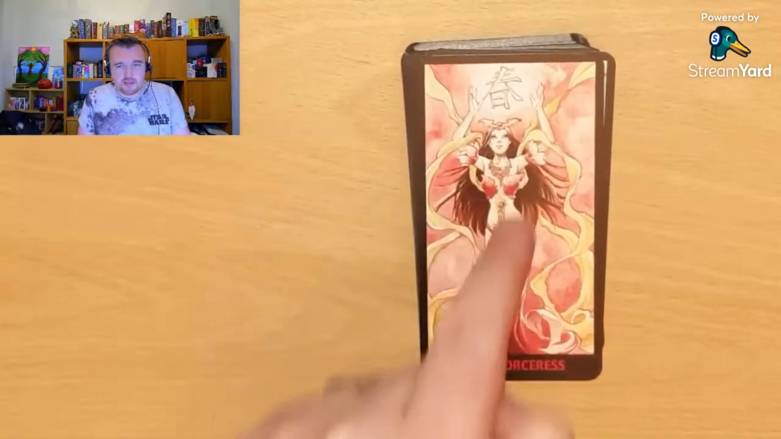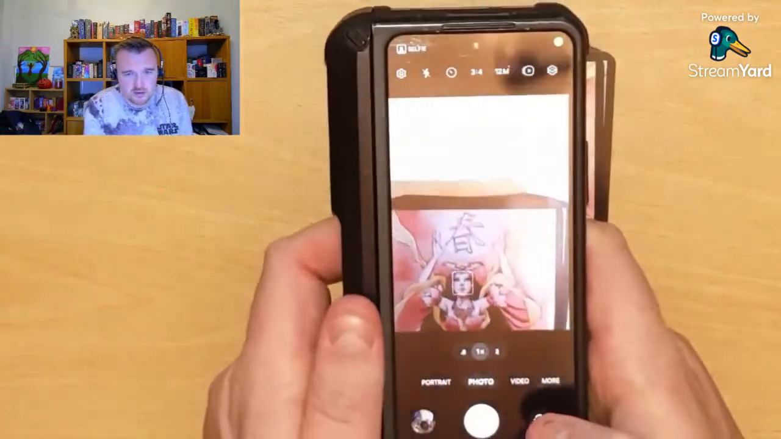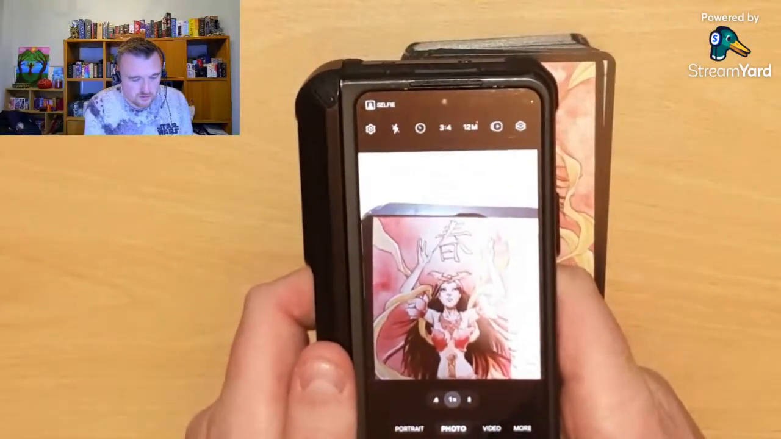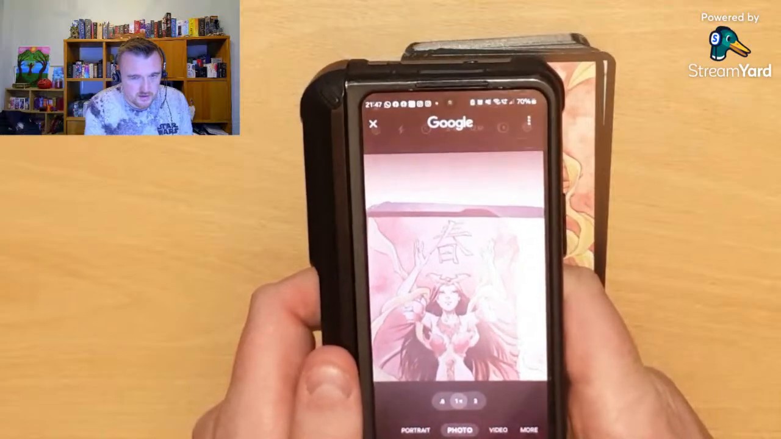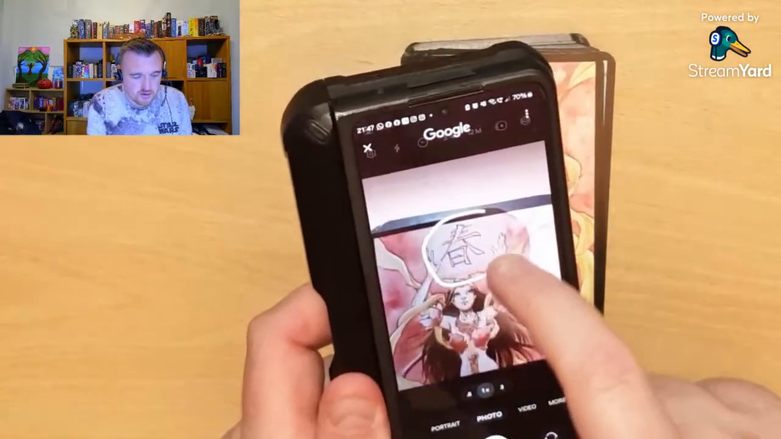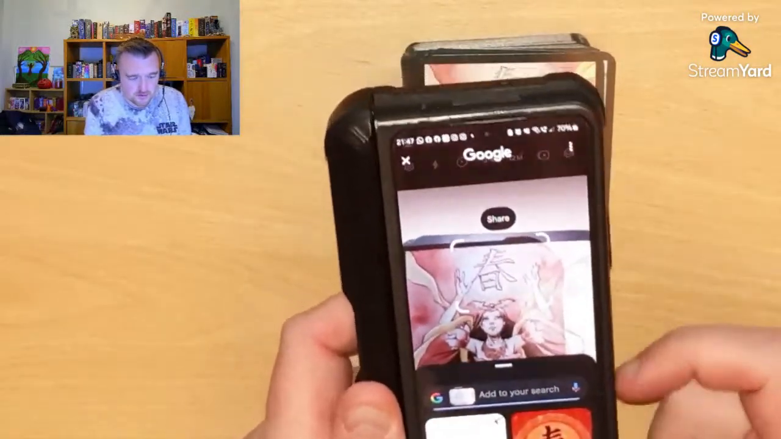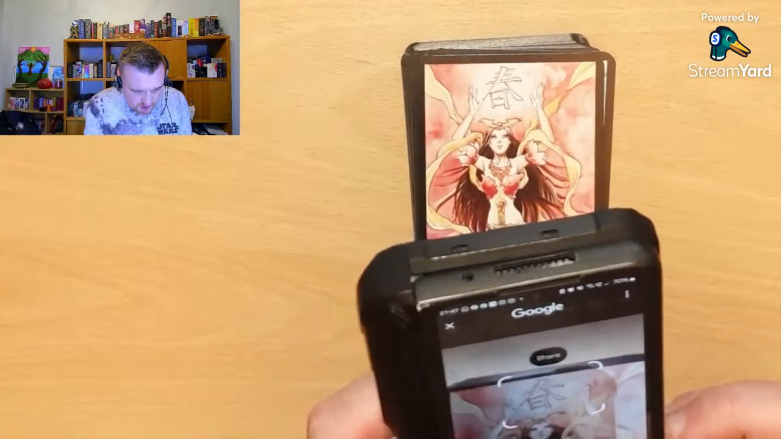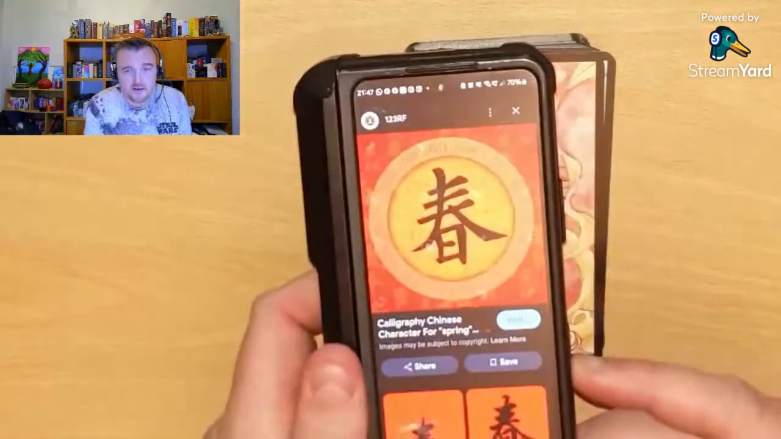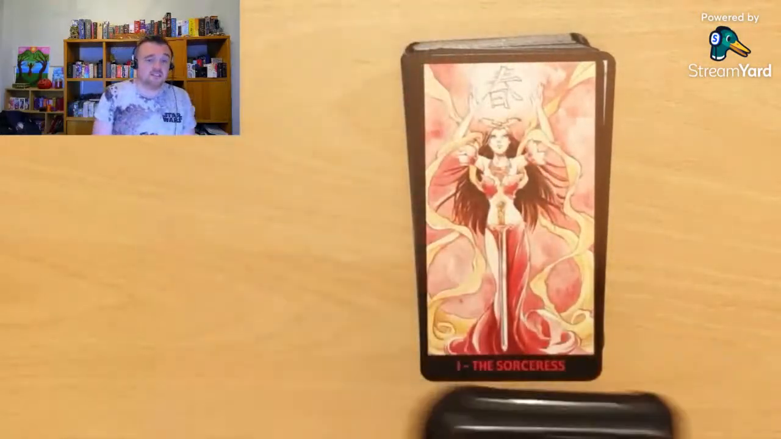This is what I mean, these symbols up here. I don't think there are too many of them, so I won't need to do this for every card, but I'm just going to do this with my phone. I think this is quite cool. You can just hover over the center button, it does that, and you just circle round whatever it is you want to look up. Calligraphy, Chinese character for spring. So there we go. Spring, as in the season of spring, is what that means.